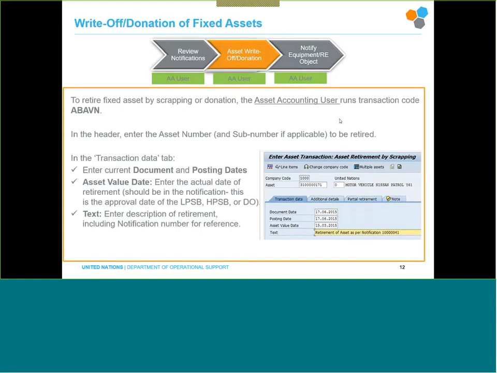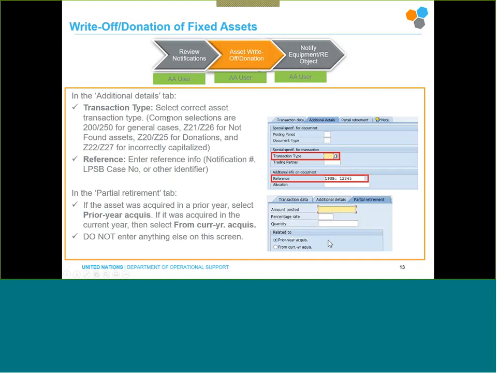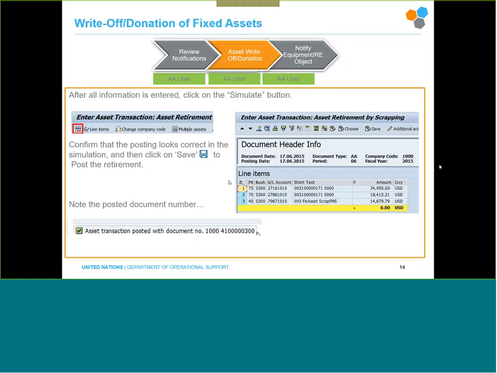Maybe I think it's better to go into the system. You type the transaction type, in this case a retirement without revenue, and some reference that is usually the notification number. And that's it. You have it done in the system. We recommend you simulate the transaction before performing it in the system.